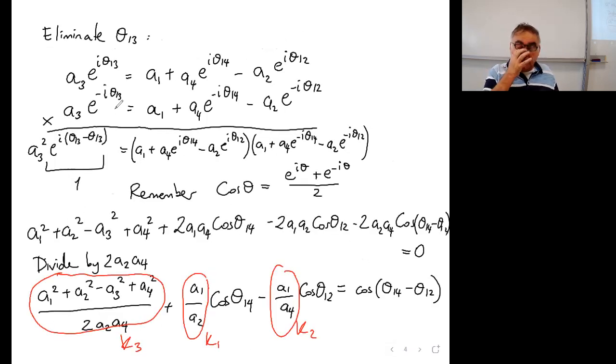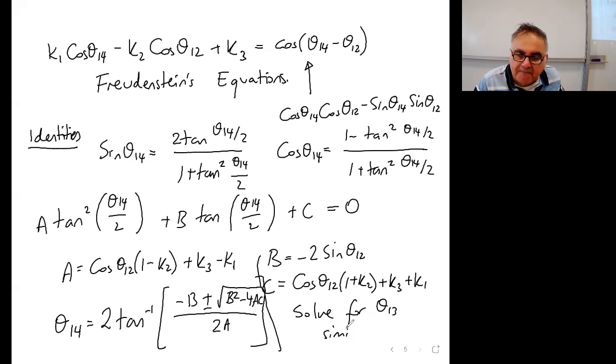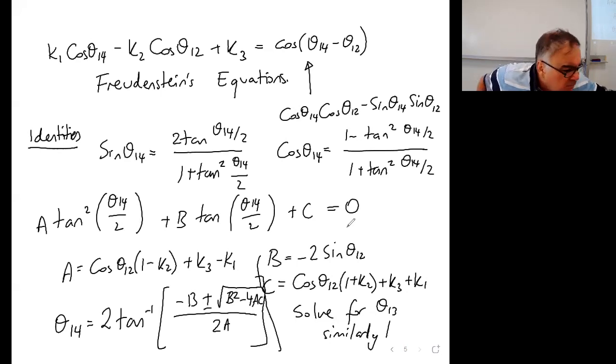So what we did was we eliminated theta 1,3, and we got an equation in terms of theta 1,4, which we solved. And you have to do the same thing similarly. So a similar solution is possible for theta 1,3 as well. But I'm not going to do it. It already took too much time. But I hope you understand the idea.